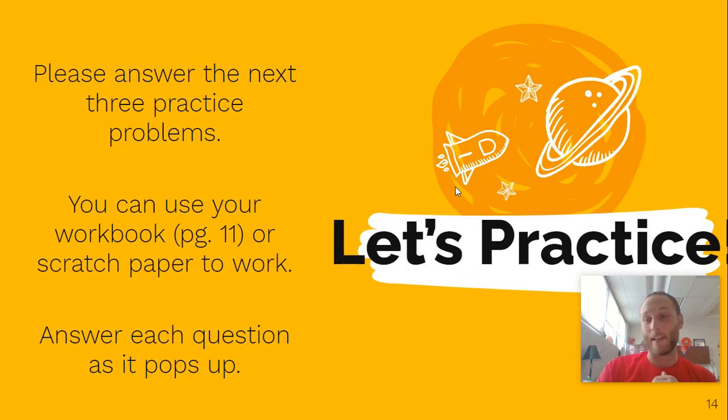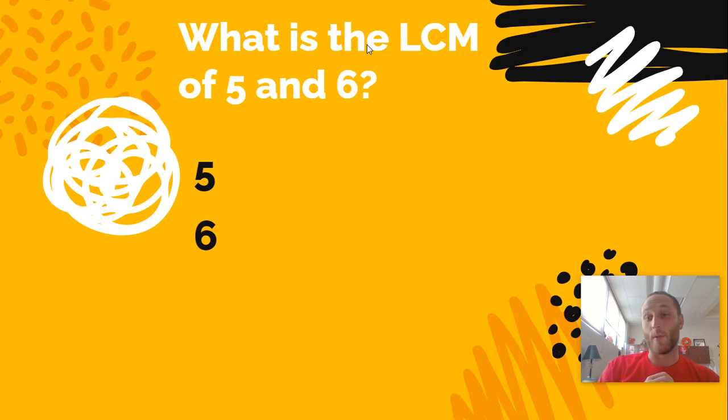You can use any of the examples in the book to look back at in the workbook. You can rewatch any of the parts of this video that you find were a little bit confusing, and then you're going to work on these 3 final problems. These example problems are also in your workbook on page 11 if you're following along with that. So when the question pops up, you're going to answer it now on the Edpuzzle. What is the LCM of 5 and 6?